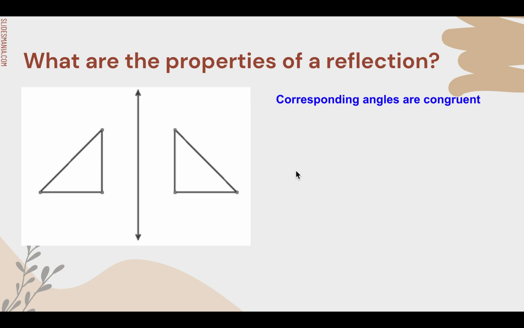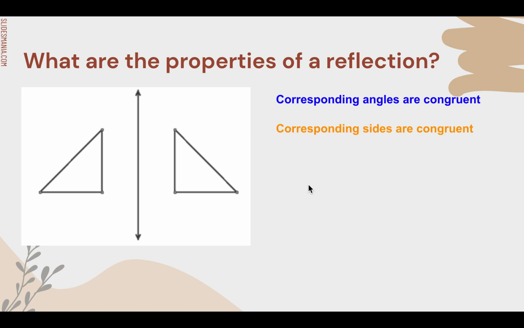So we can mark each set of those angles congruent. So for example, the bottom outside angles are congruent to one another. The top angles are congruent to one another, and the bottom inner angles are also congruent to one another. So we can mark each of those pairs.